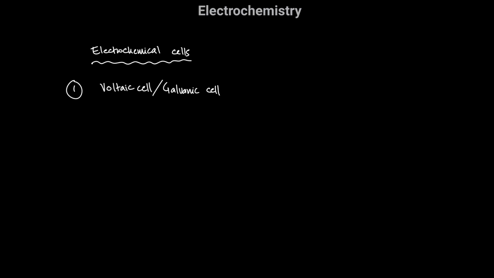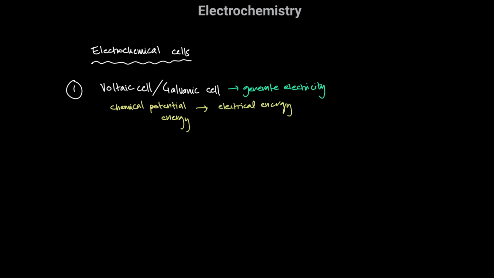Now in voltaic cells or galvanic cells, chemical potential energy is converted into electrical energy. So we can say that voltaic cells or galvanic cells generate electricity, and then that electricity can be used to do work.